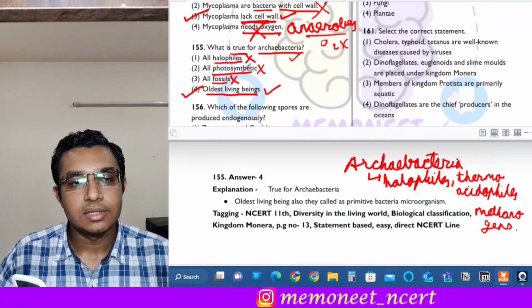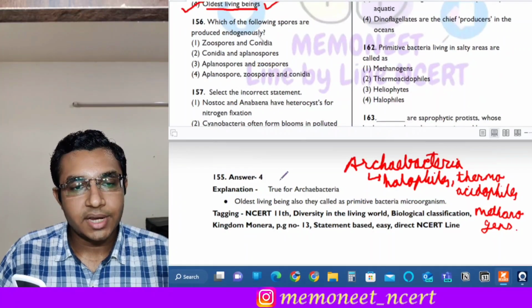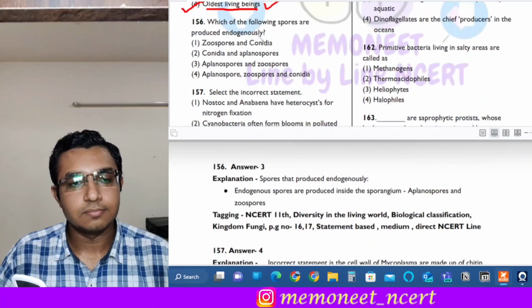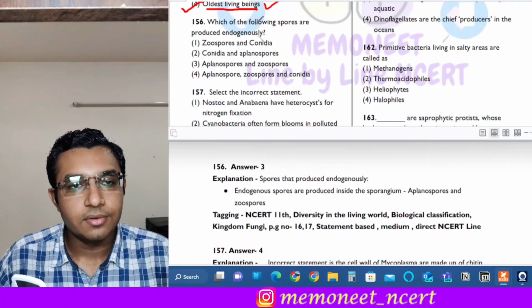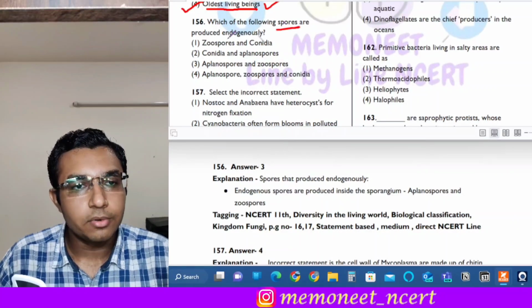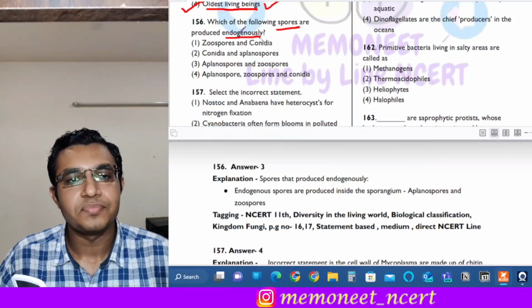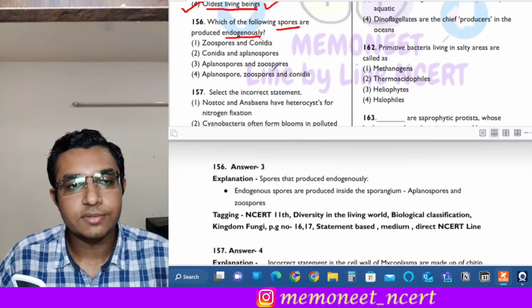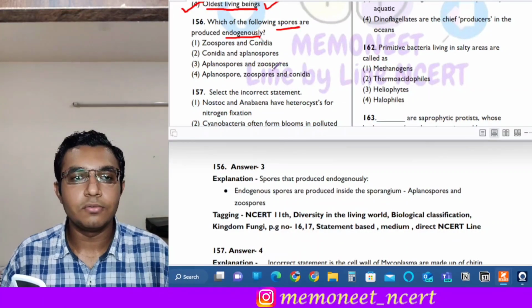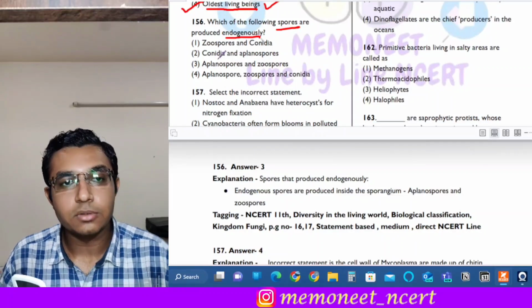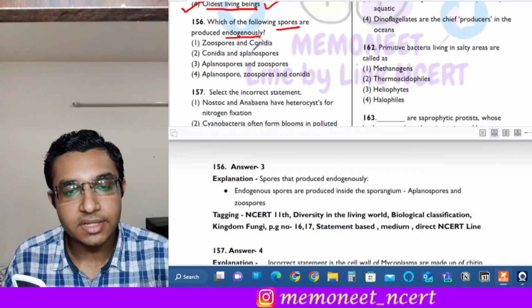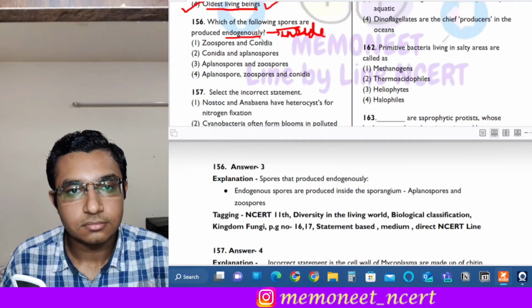Okay, so moving on to the next question, that is question number 156. It states that which of the following spores are produced endogenously. Okay, so among the following four options we have to identify that which of the following spores are produced endogenously. What is the meaning of endogenously? Endogenously means inside the body or inside sporangium.